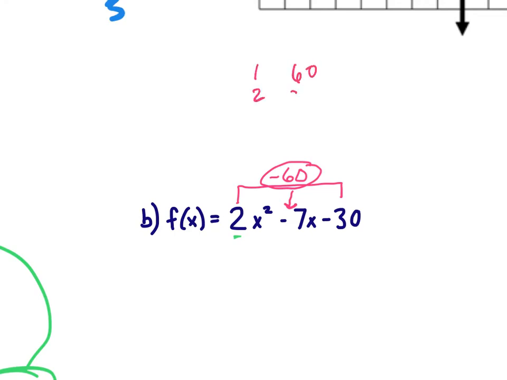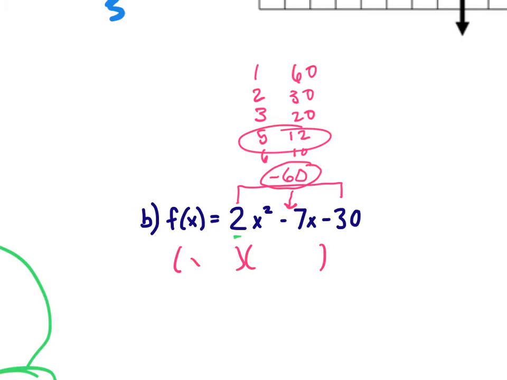1 and 60. 2 and 30, 3 and 20, right? 5 and what? 5 and 12? Yes? Yeah. 6 and 10? All right, so I'm looking, what combination there will give me a 7? Negative 12 and positive 5. Yeah, there we go. 5 and 12. If I multiply, I can get 60. If I add, I can get 7. I got to play with the signs, but we found the combo.